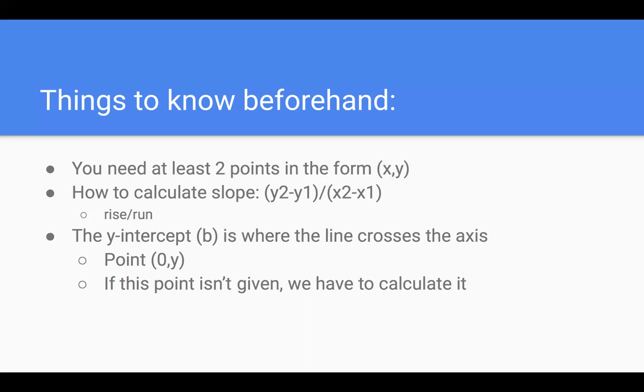So if they give you a point, it would be at 0 comma y, and that y value would be where you would plot the point. You'd graph a point on the y-axis, and that's the b in the equation. But if that point isn't given, we can calculate it.